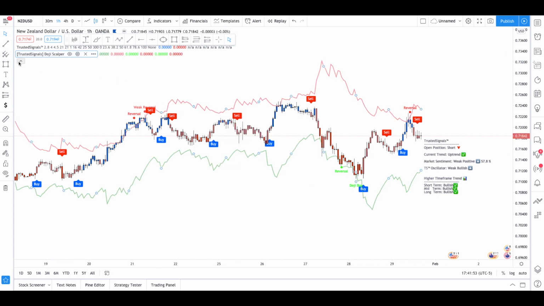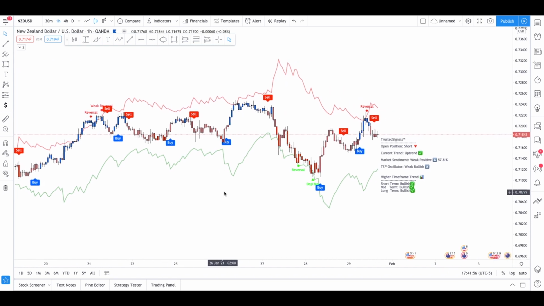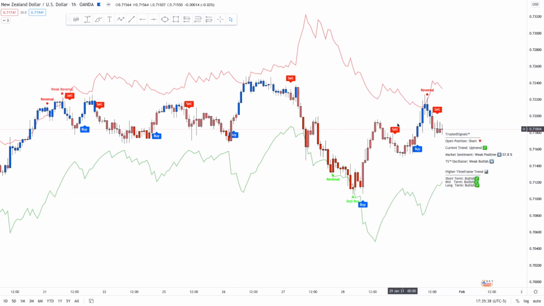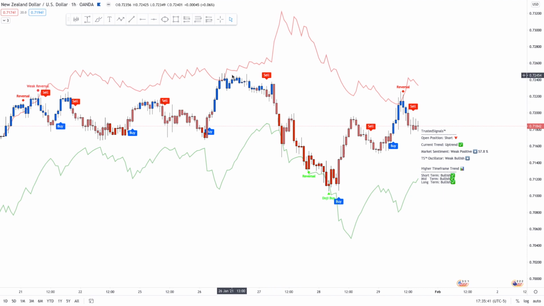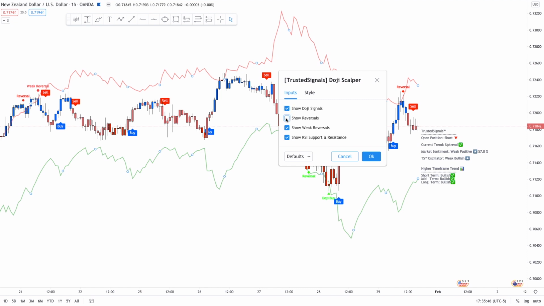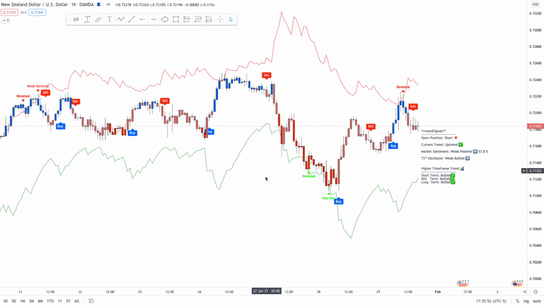The Trusted Signals Doji Scalper is our most basic trading algorithm. It is based on candle patterns that show potential market reversal points. The script has three different types of signals, which can be individually turned on and off. Doji signals, based entirely on the doji candle pattern, and two strong and weak candle reversal patterns. As a bonus, we have included RSI-based support and resistance bands that, if used correctly, can further confirm all the entry signals. The doji candle is one of the most famous patterns, followed closely by price action traders.